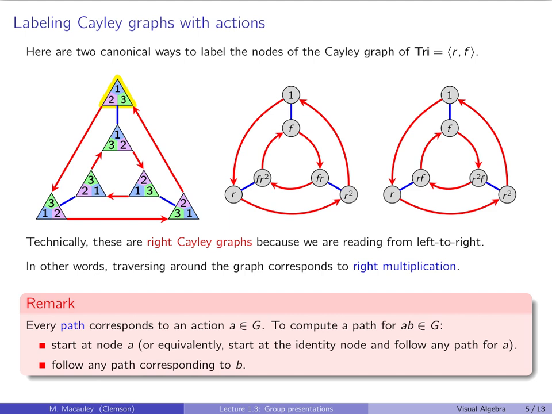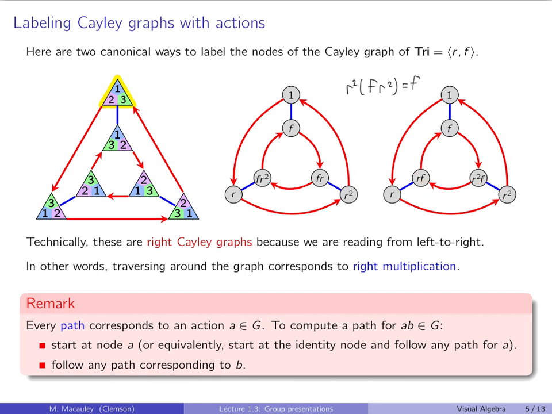So for example, if I wanted to compute r squared times f r squared, I can do this in either of these. I can go to the node r squared, or equivalently start at the identity and do r squared, and then follow the path for f r squared. And I see that that is equal to f. And notice that's the same over here too. Start here, do r squared, f r squared, and I get f.